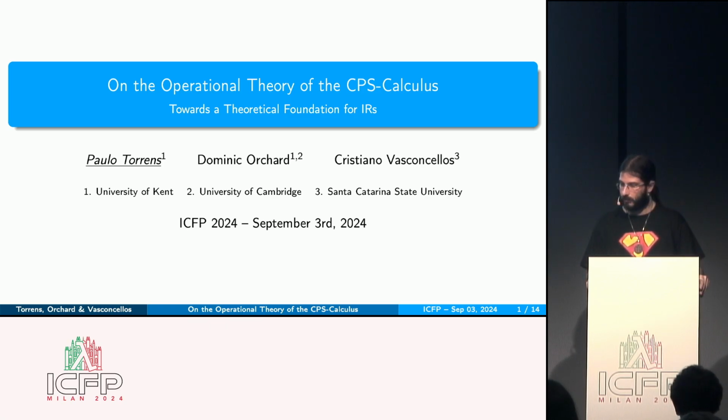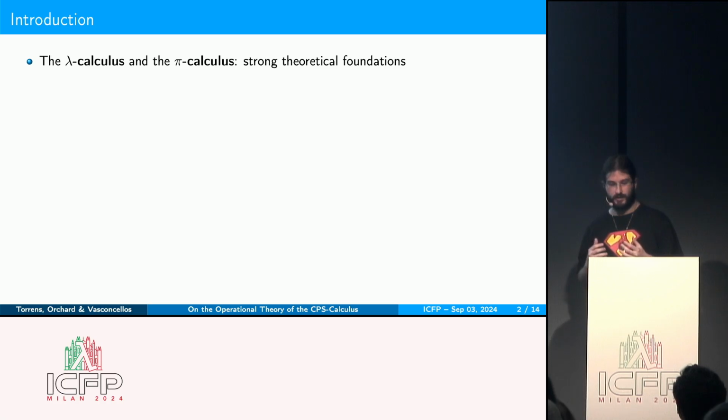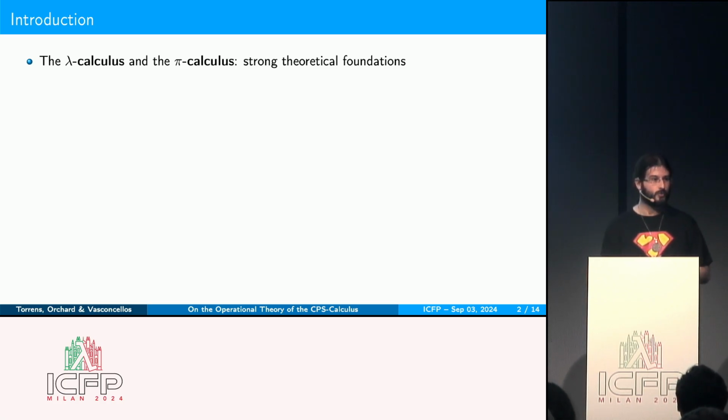I'm going to talk about a research paper, the operational theory of CPS-calculus. Everyone knows here that the lambda calculus is a very strong theoretical foundation for programming languages, and the pi-calculus acts in a very similar way for concurrent programming. When we are designing a concurrent language, we can use those as tools for reasoning, and we can borrow some results that we know hold for those languages. Usually, you can reuse proofs of confluence and so on.